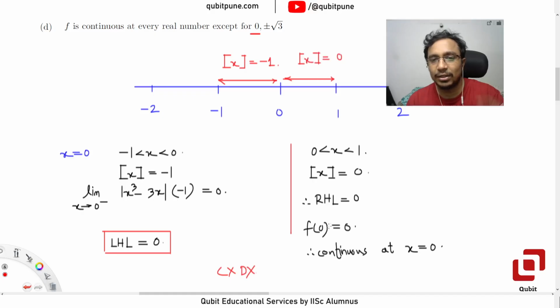So we need not even worry about the mod function. That still gives us 0. So RHL is 0, so at least the limit exists. And then I did the same thing and found f of 0. So it is continuous at x equal to 0.